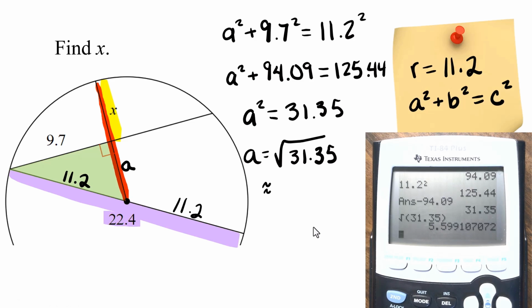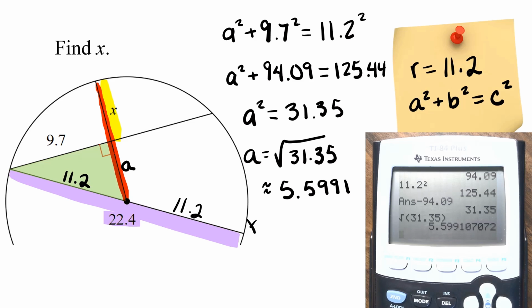Make sure you don't do all your work on a calculator. If you're in a class and your papers need to be graded, you're going to have to put this on paper so your teacher can follow what you did. And we end up with 5.5991. And I'm going to round that to 5.6.